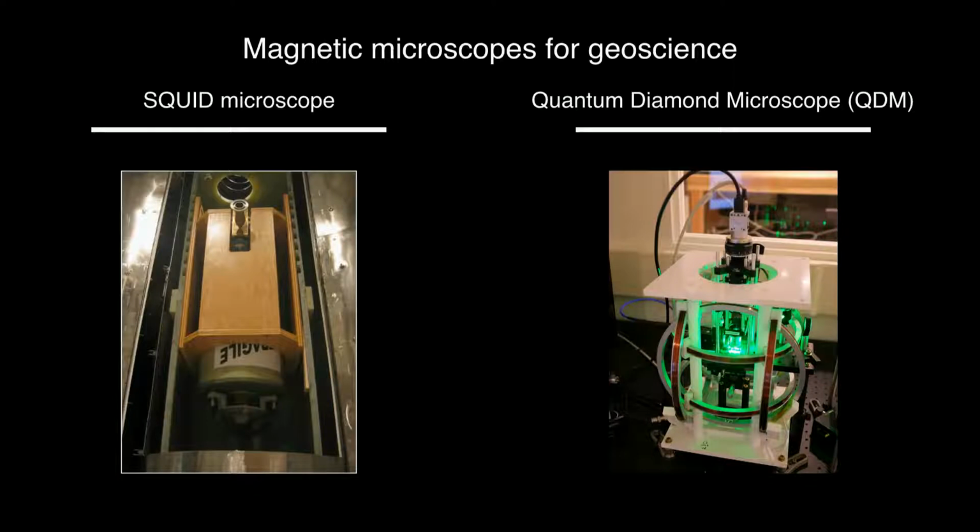So I'll talk about a couple different technologies. Probably the two most mature, at least for geoscience applications, are the SQUID microscope and the quantum diamond microscope. Here are images of two examples. On the left is the SQUID microscope unit at MIT. On the right is the Harvard quantum diamond microscope, QDM. I'll take a few slides to talk about what these instruments are and what they're capable of, and then go back to the examples I started talking about earlier.